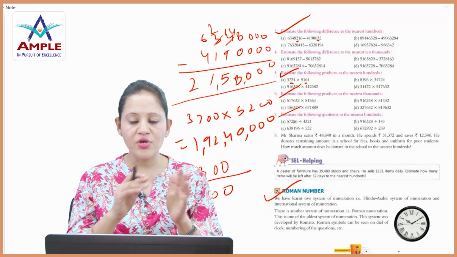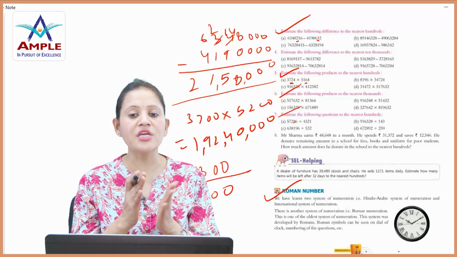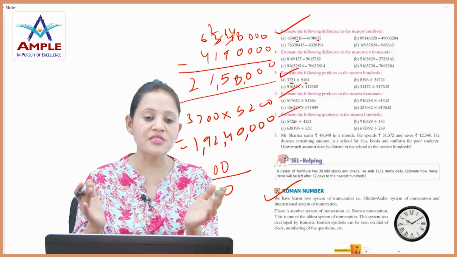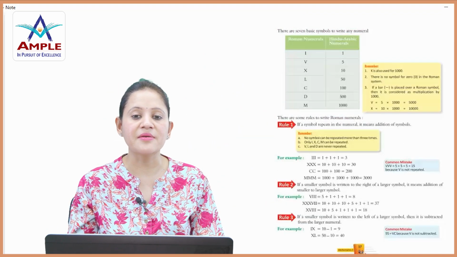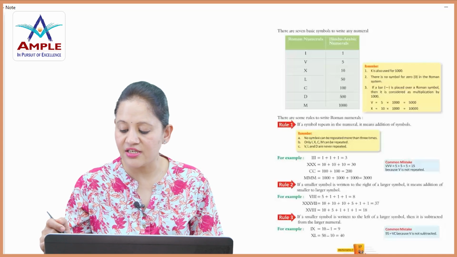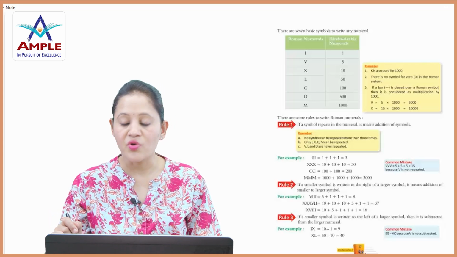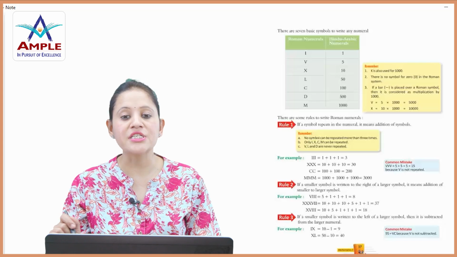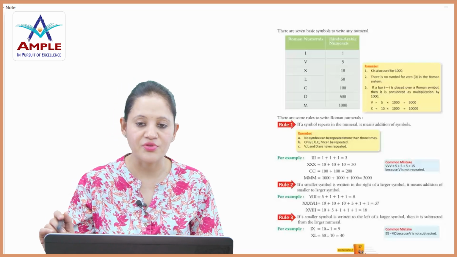So here you can see the Roman numbers on a clock. In Roman numbers we use different symbols to represent the number. There are 7 basic symbols to write any numeral. So these are the Roman numerals and these are Hindu-Arabic. I represents 1, V is for 5, X is for 10, L is for 50, C for 100, D for 500, M for 1000. Clear?